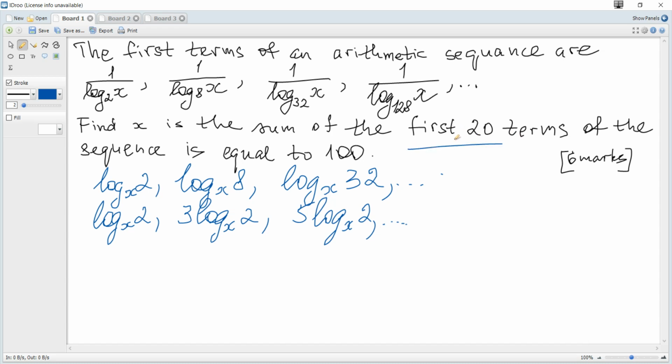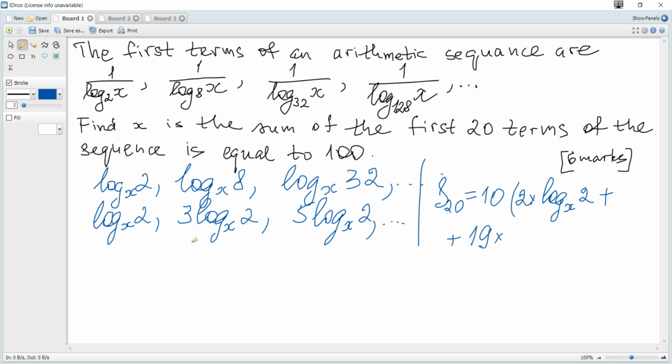And to get an equation to find x, we can consider the sum of the first 20 terms. The formula is also given in the data booklet. The sum of 20 terms is equal to n over 2, which is 10, times 2u1, where the first term is log_x 2, so 2 times log_x 2, plus n minus 1, so 19, times the common difference. The difference is any term minus the previous, so it is equal to 2 log_x 2, and the sum is equal to 100. So 2 log plus 19 log, it is equal to 40 log_x 2.